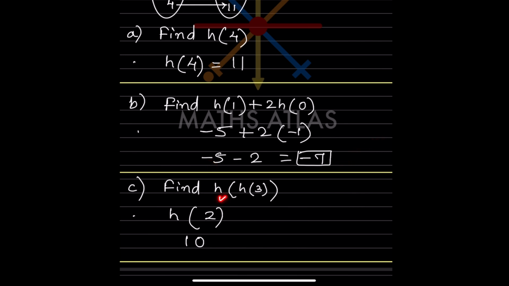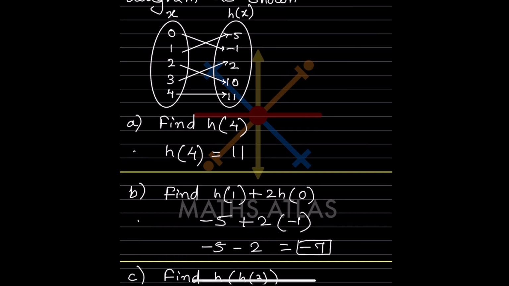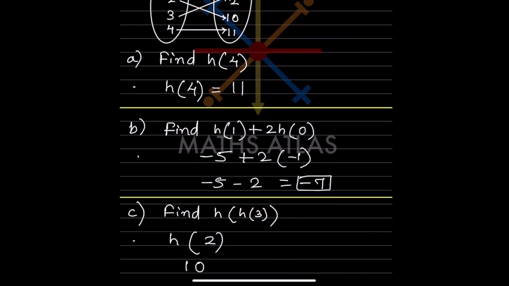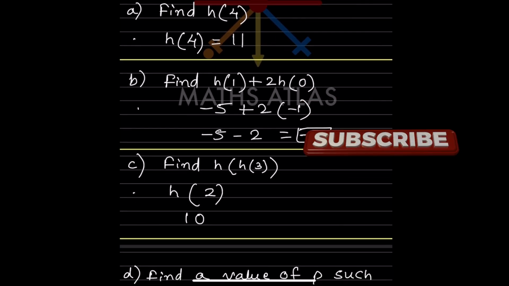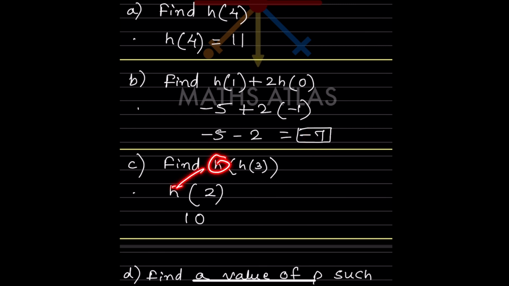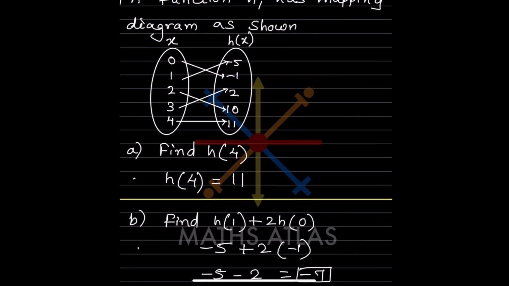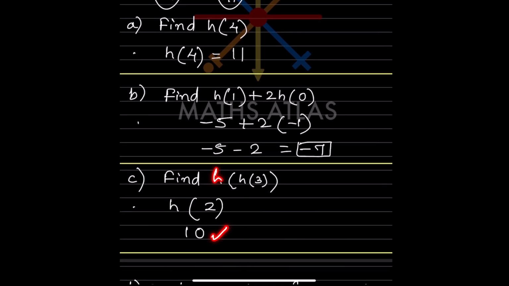Now h of h of 3. So you have to look for h of 3. What is the value for h of 3? For 3 it is 2. So the outer h you will write as it is, and h of 3 is 2. Now you will look for h of 2, again this 2. That is going to be 10. So twice you can see h over here. First this h you write as it is, then the value for h of 3 is 2, and now again for h of 2, that is 10.